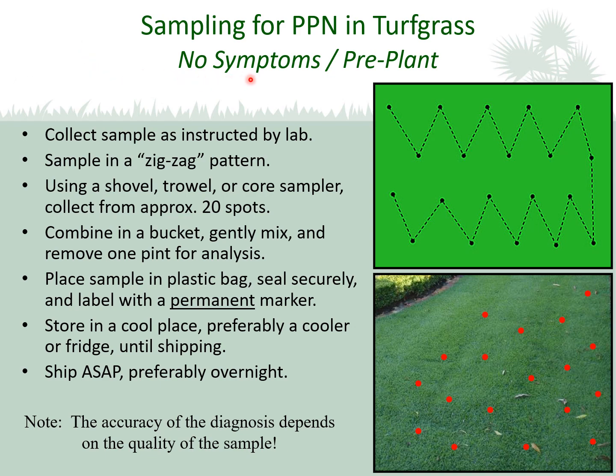So if the turf grass has no symptoms, or if it's before you plant or lay sod, this is the method used. Again, collect the samples as instructed by the lab, and the instruction is to sample in a zigzag pattern we see here. Use your shovel, trowel, or core sampler, 20 spots. Combine it in a bucket, gently mix, remove 1 pint for analysis. Place it in your plastic bag, seal it securely, label it with a permanent marker. Store in a cool place, preferably cooler or fridge until shipping, and ship it as soon as possible, preferably overnight.